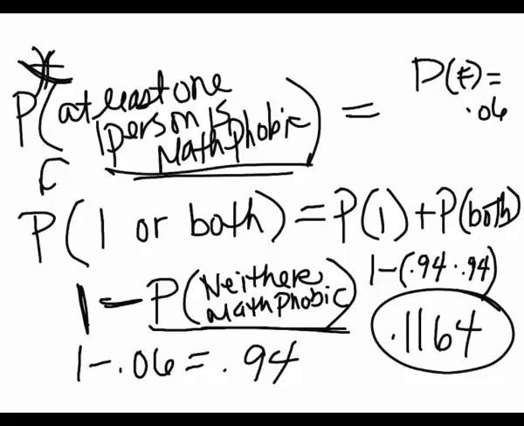And all I did was take 1 minus the probability of someone not being math phobic times the probability of someone not being math phobic, neither being math phobic. Okay? Hopefully that makes more sense. These are the more complicated ones. When you get to at least one, or at most, or less than this many, you just want to see what's the easier route of trying to find that probability.